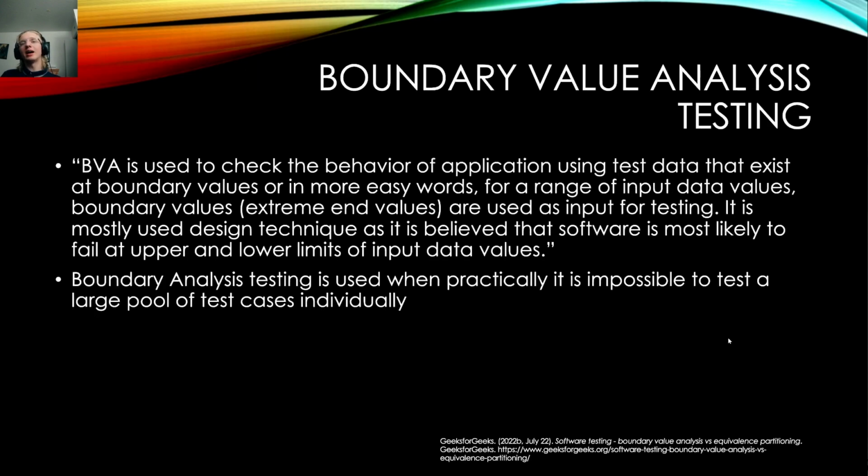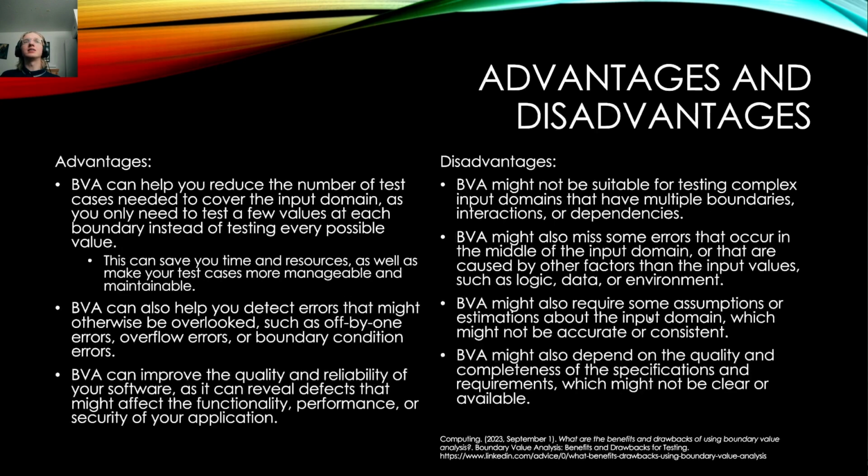So boundary value analysis is checking the extreme ends of these value sets, these partitions. So in that pizza example, you'd be testing at 1 or 10, and that is good because it can help you check off those off-by-1 errors, overflow errors, and boundary condition errors, and you can test only a few values at each boundary instead of testing every possible value. It can improve the quality and reliability of your software and reveal defects in functionality, performance, and security.